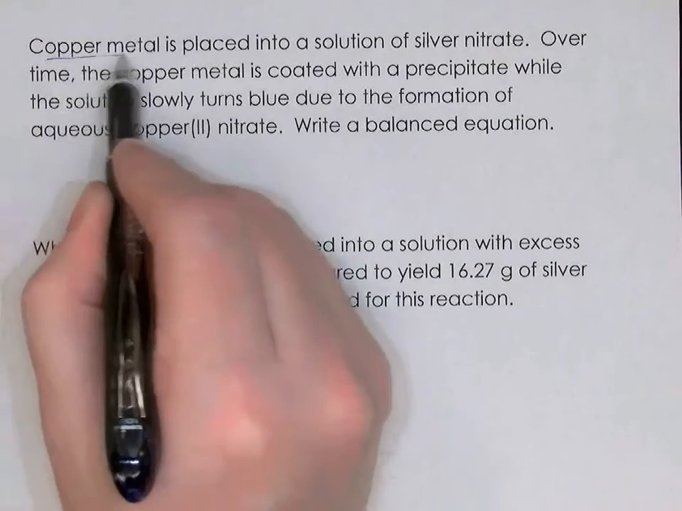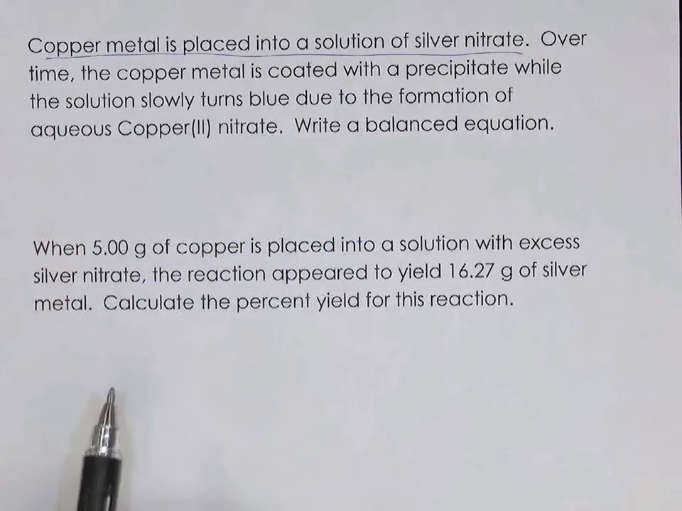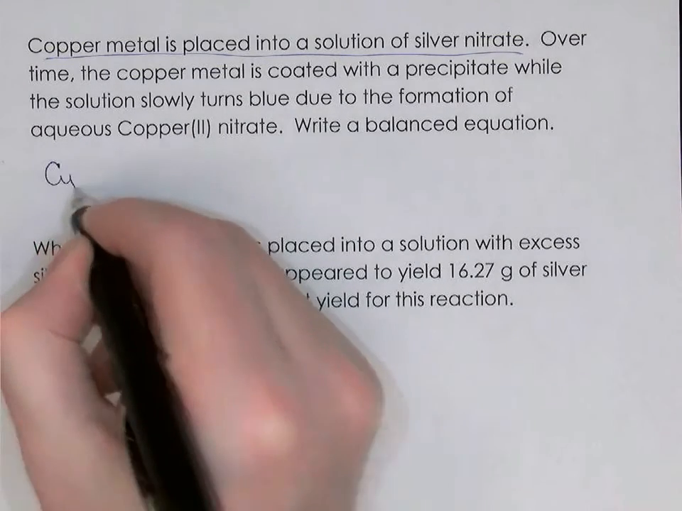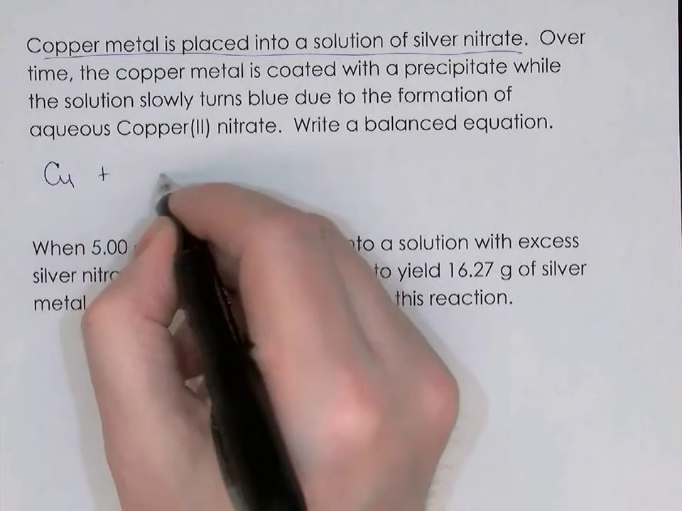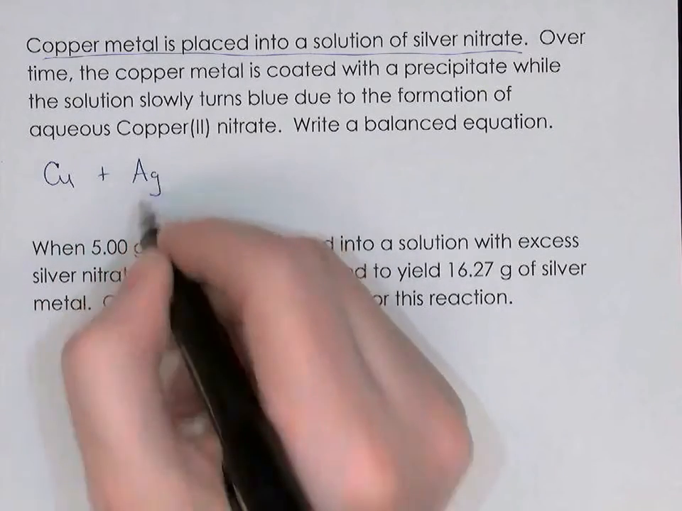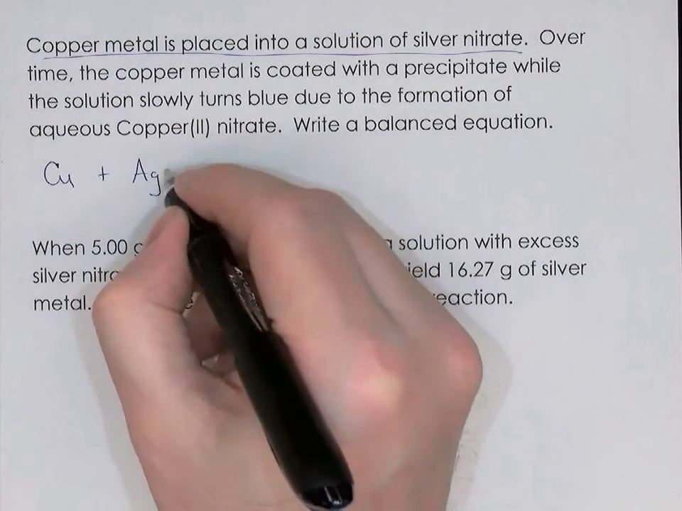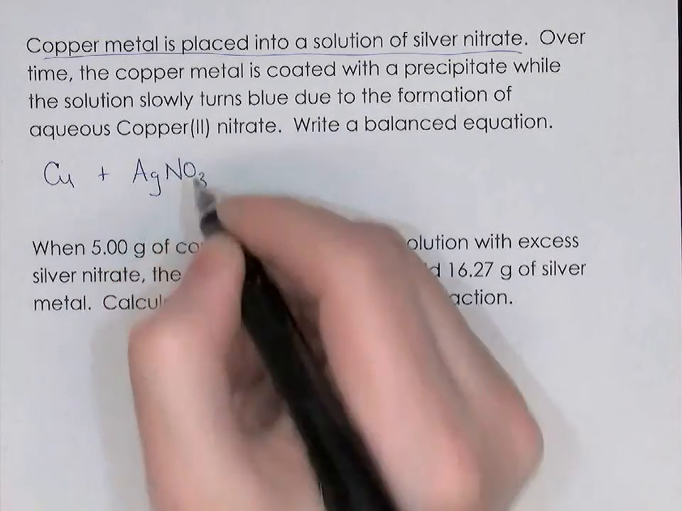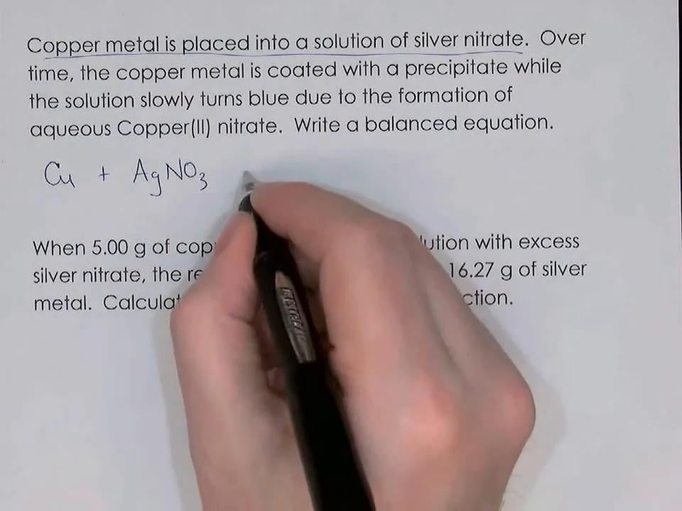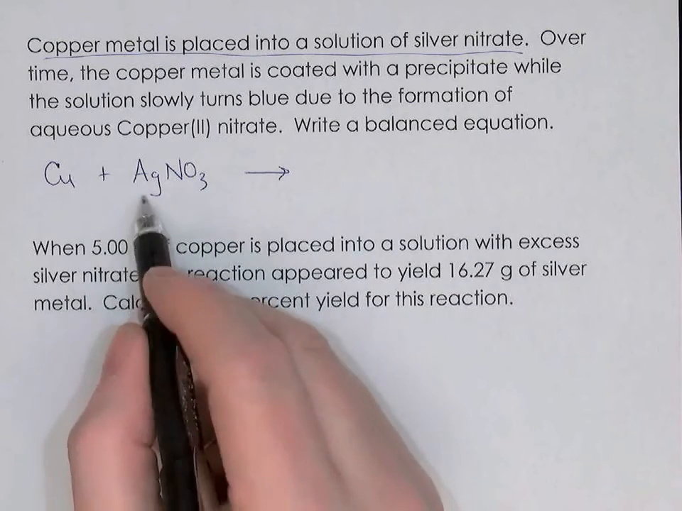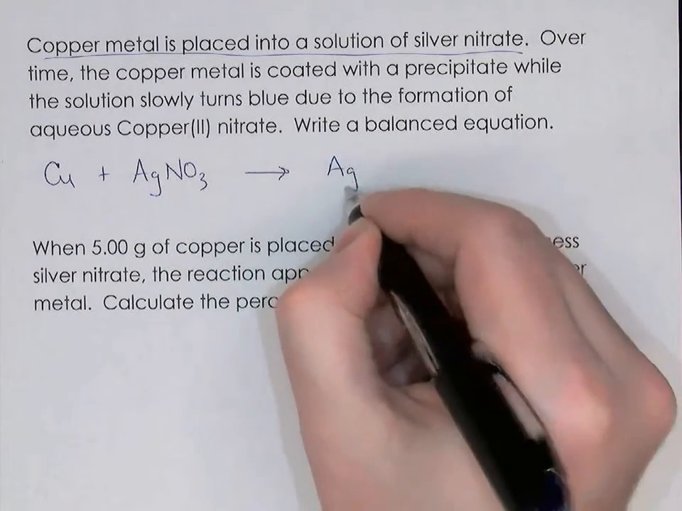Really, all I would really need is this first sentence and perhaps a little bit of common sense. It looks like a single replacement reaction. Copper, the element, reacts with silver nitrate. Silver has a charge of +1 and nitrate has a charge of -1, so AgNO3 is silver nitrate. The product would be copper nitrate and silver metal. So here's the silver metal.